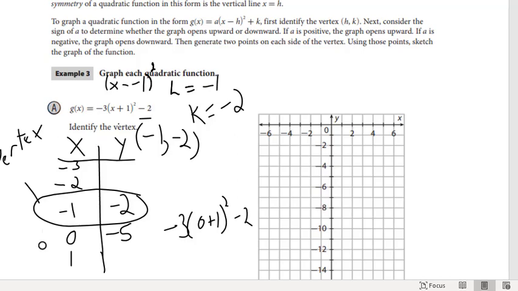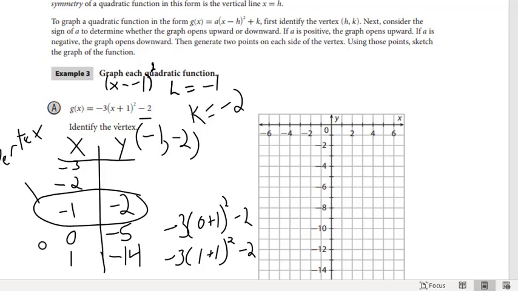All right, put 1 in, so negative 3, and then 1 plus 1 squared minus 2. 1 plus 1 is 2, 2 squared is 4, 4 times negative 3 is negative 12, minus 2 is negative 14. All right, I know that was a little quick, but you can follow those steps through that.